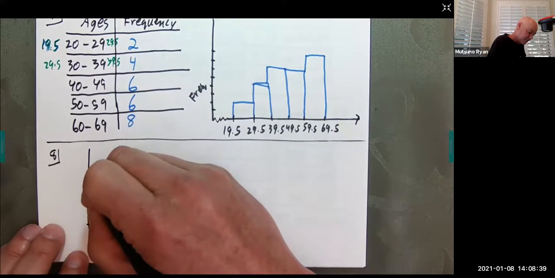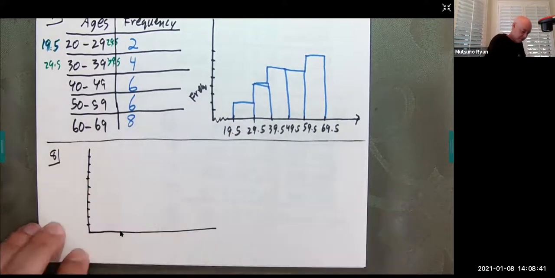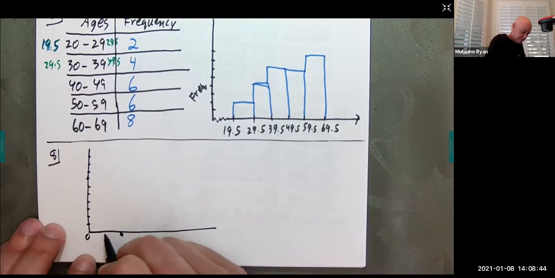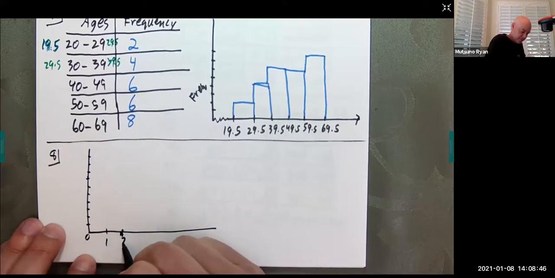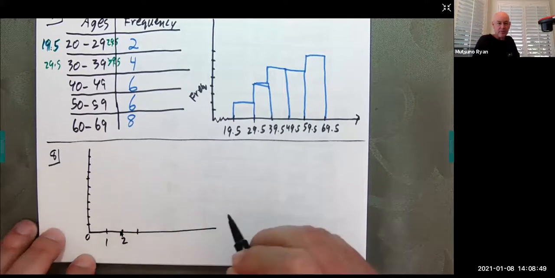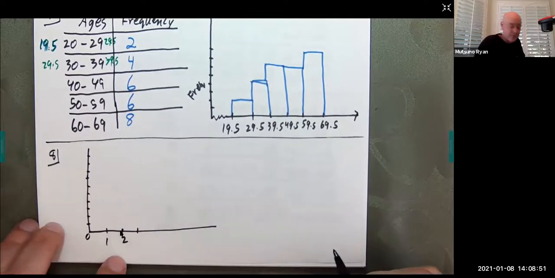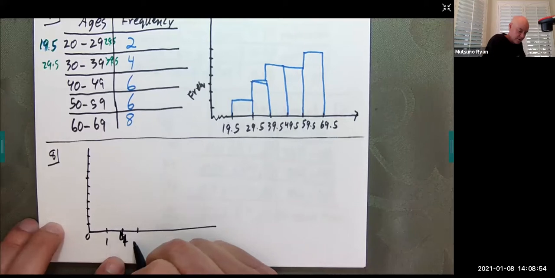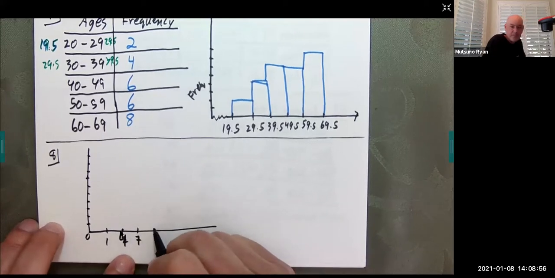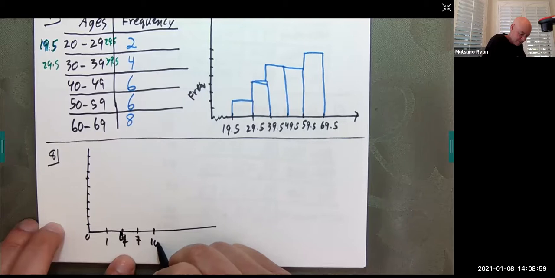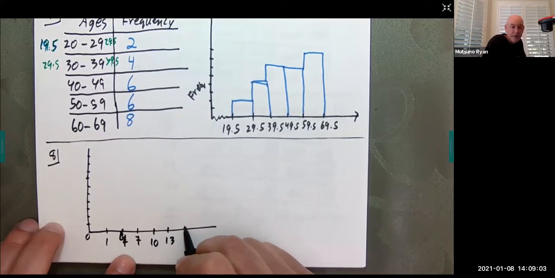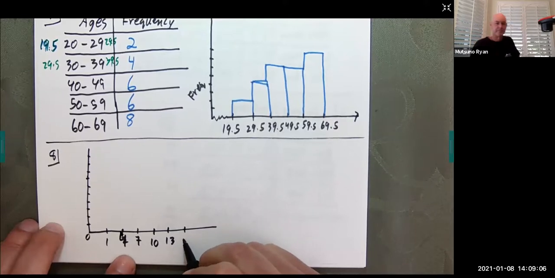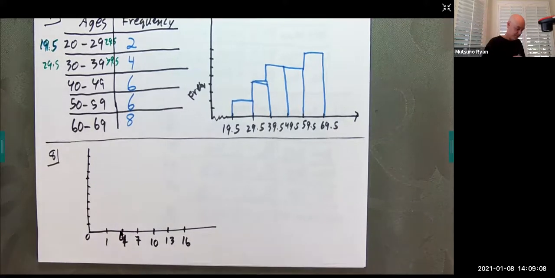6, 7, 8, 9, 10. And here I'm going to have 0, 1, 2. I'm sorry, 1 is the midpoint, 4 is the next midpoint, and then 7, and then 10, and then 13, and then 16. So again, these will not be touching one another.